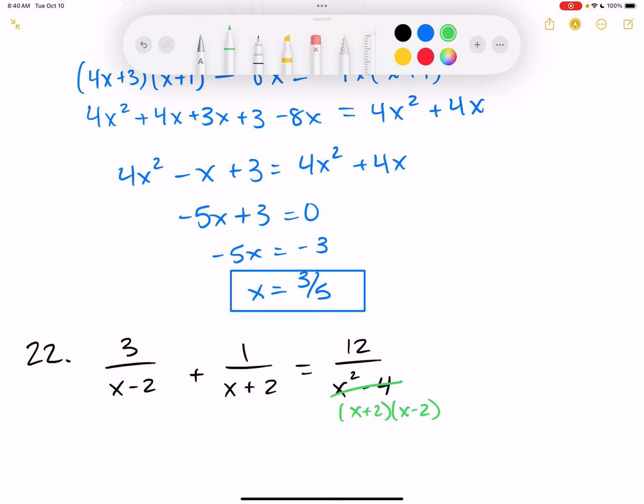So I'm going to do the same thing I did in 18. I'm going to multiply by the denominator of each of the fractions. Since the one on this side is the same as these two combined, I only need to write them once. So I multiply this entire thing by x minus 2 and x plus 2.